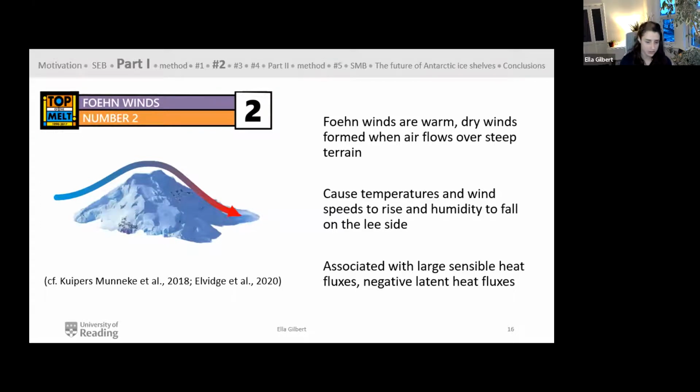So these are associated with very large sensible heat fluxes, negative latent heat fluxes, and they're known to be really important, and they drive this east-west gradient and concentration of melting in the northwestern inlets of Larsen C. Now, what we found is that they're especially important in non-summer seasons, when shortwave radiation is less of a factor to drive melting.